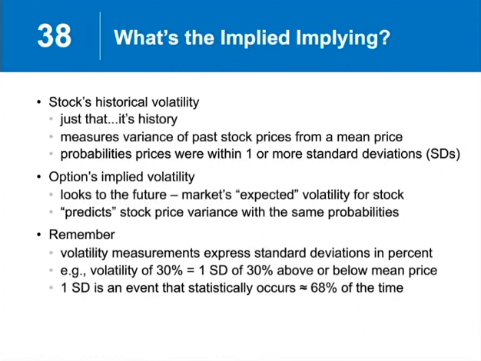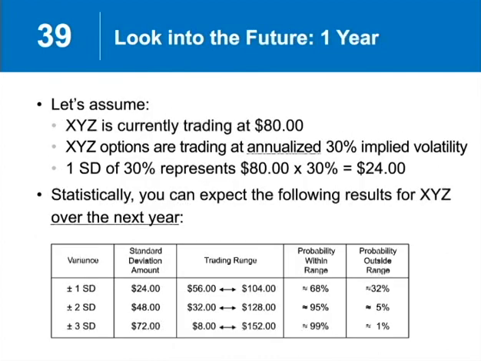We'll have an example where we've got a 30% standard deviation from the mean price on an annualized basis. So that means that for about 68% of the time, this particular stock should trade within one standard deviation. That's really how the math works. And we can look a little bit more at standard deviation.